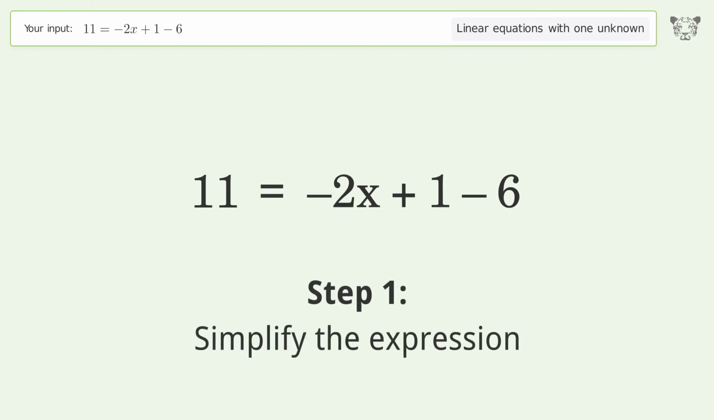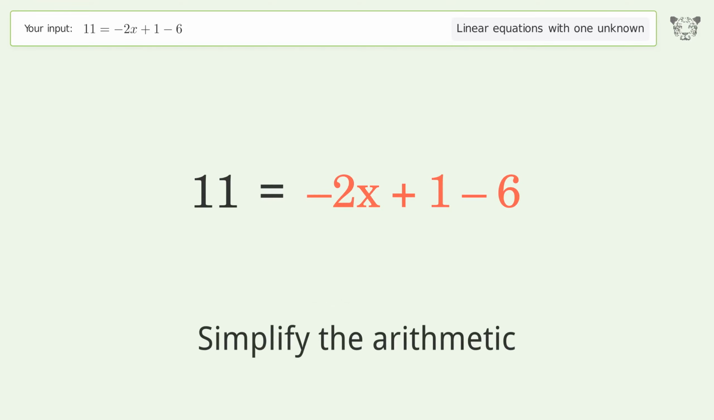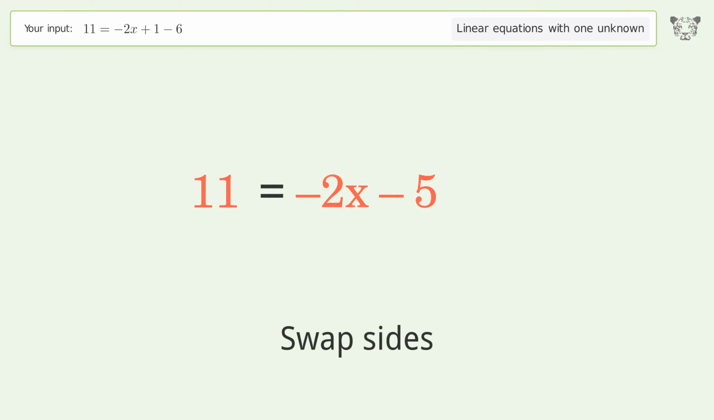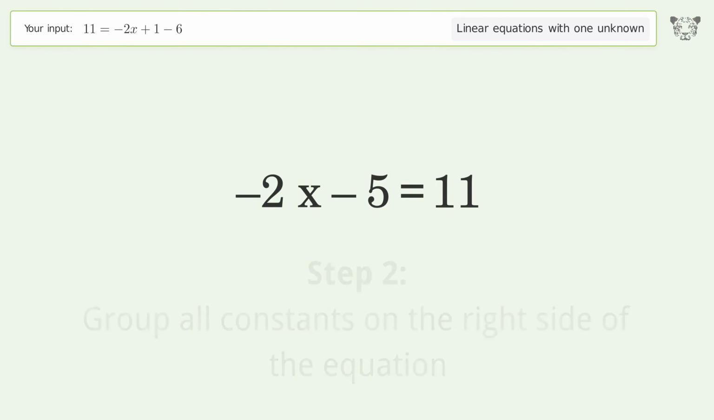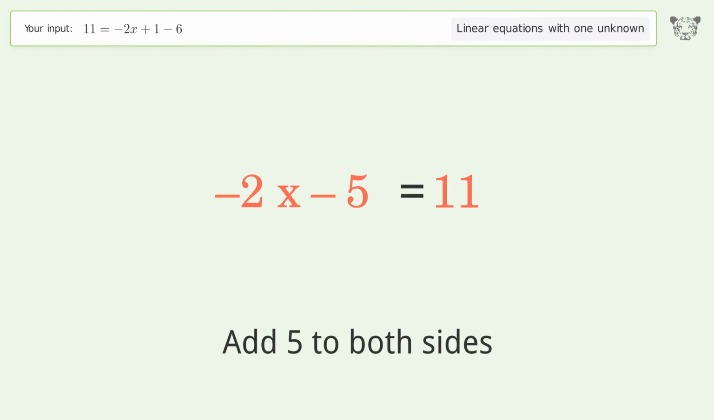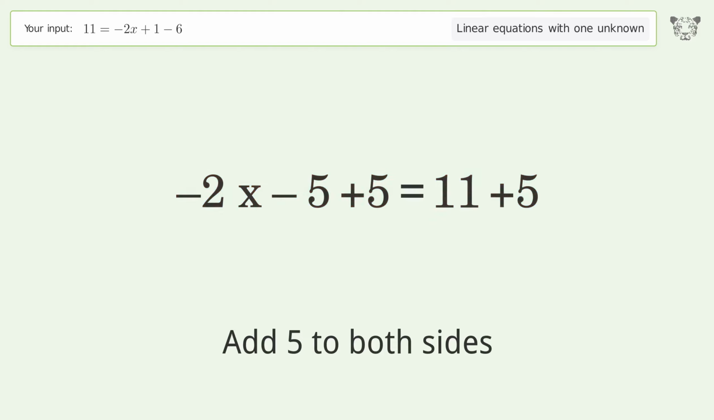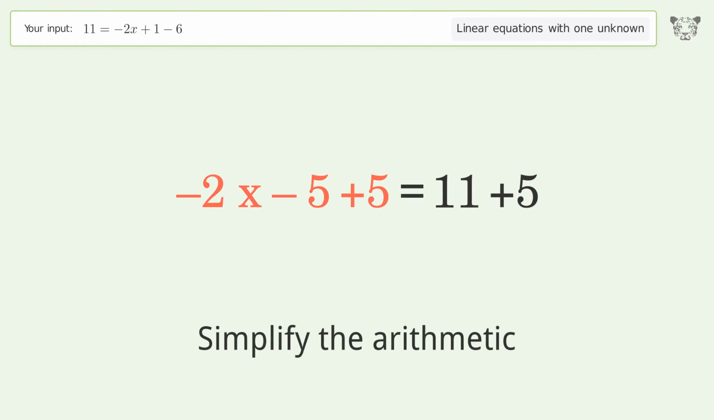Simplify the expression. Simplify the arithmetic. Swap sides. Group all constants on the right side of the equation. Add 5 to both sides. Simplify the arithmetic.